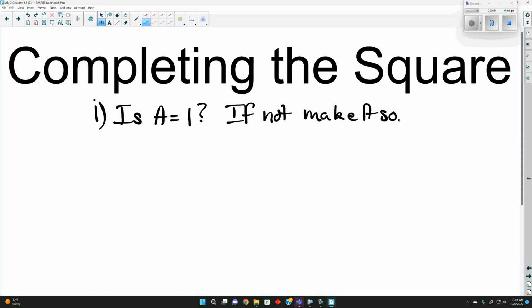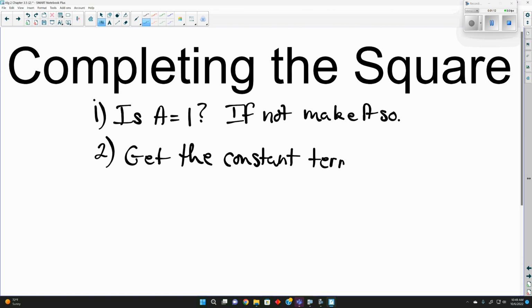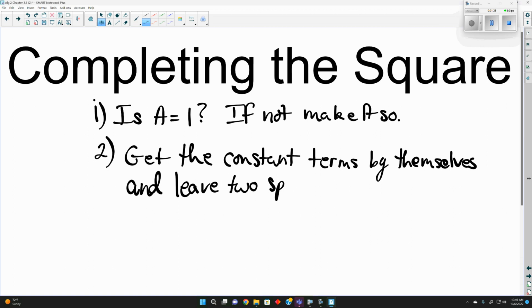If not, make it so. Okay. Sounds good. Now the second part is to get the constant terms by themselves and leave 2 spaces. So the second step is to get the constant term by itself and to leave 2 spaces.